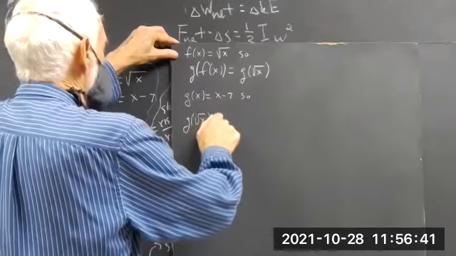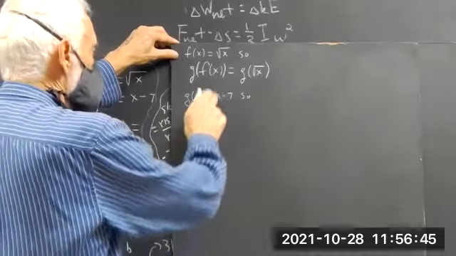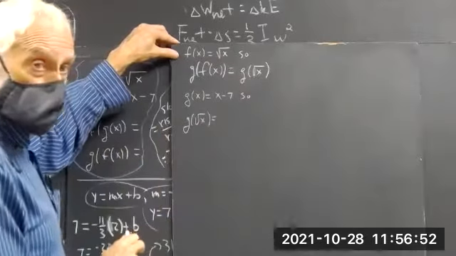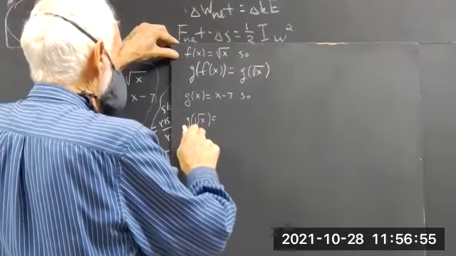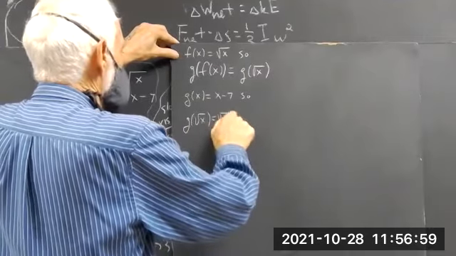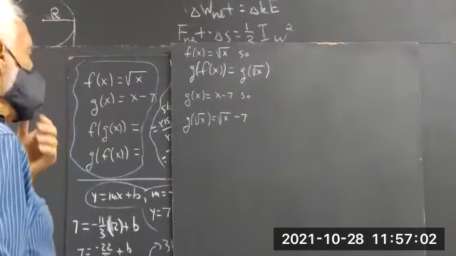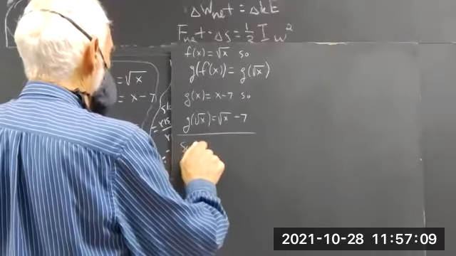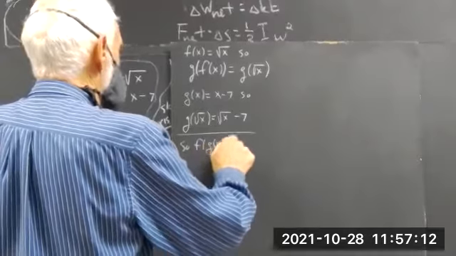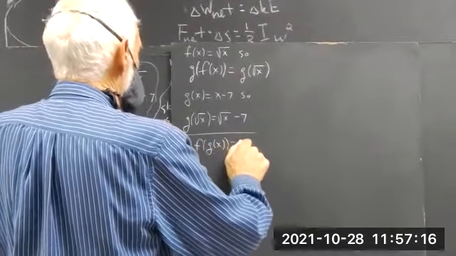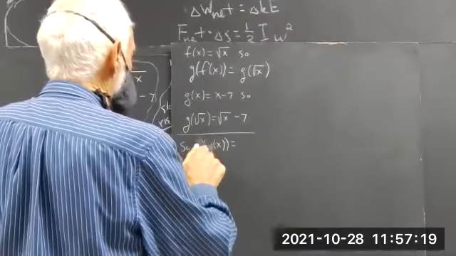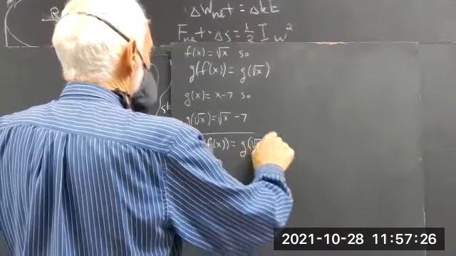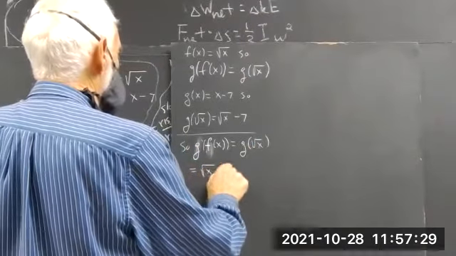So in g of the square root of x, x has been replaced by the square root of x, just like up here, x was replaced by f of x, taking the definition of the f of x function. Okay? Down here, we're going to do g of square root of x, and that's going to be the square root of x minus 7. And then we can write f of g of x equals, g of f of x equals the square root of x minus 7.